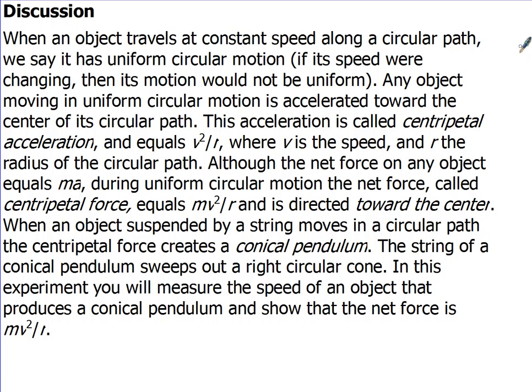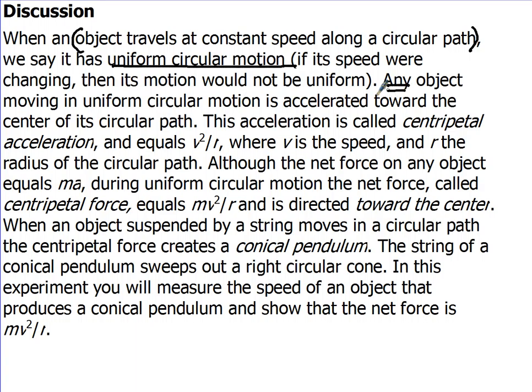Now, this is the theory part of our lab, and let's pay a little bit of attention to what it's saying. When an object travels at a constant speed along a circular path, we say it has uniform circular motion. Know this definition. Uniform circular motion occurs when an object travels at a constant speed in a circular path. Now, if the speed were changing, it wouldn't be uniform, and that's kind of ugly. We're not going to do those.